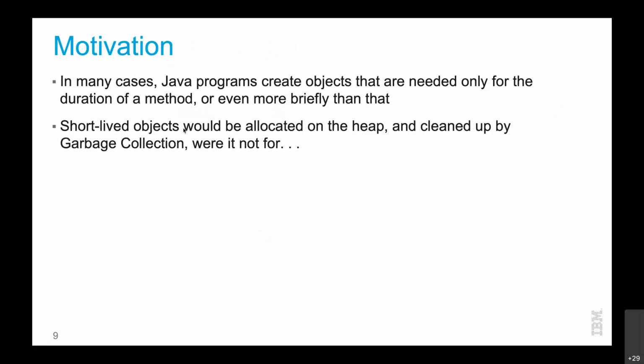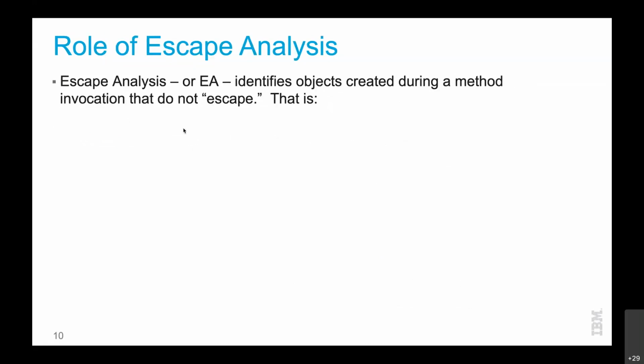Ordinarily, per the JVM spec, these short-lived objects would be allocated on the heap and cleaned up by garbage collection, were it not for escape analysis. So here's where escape analysis comes in. The purpose of escape analysis, or EA, is to identify objects created during a method invocation that do not actually escape. So what does it mean to escape?